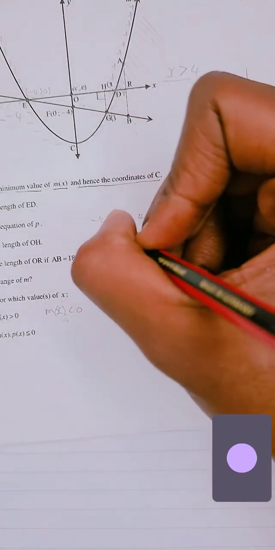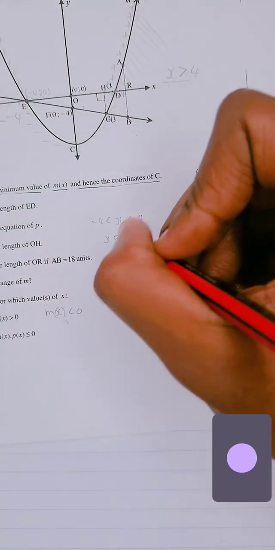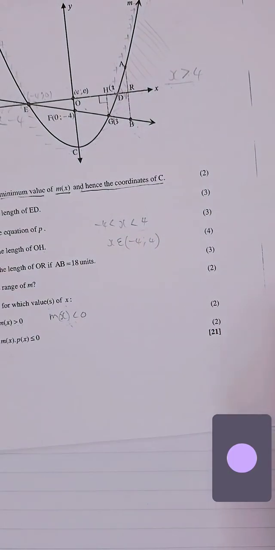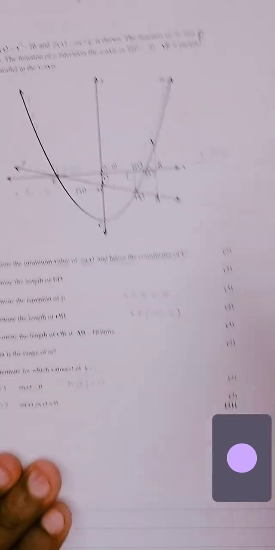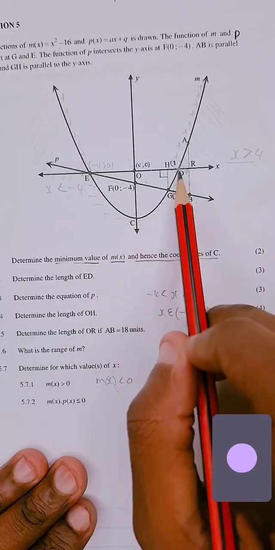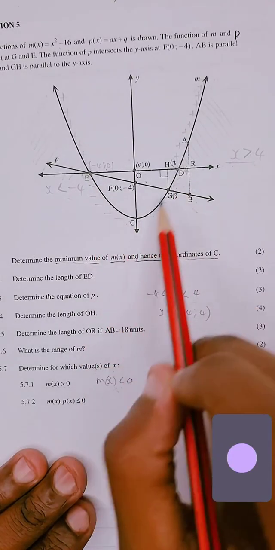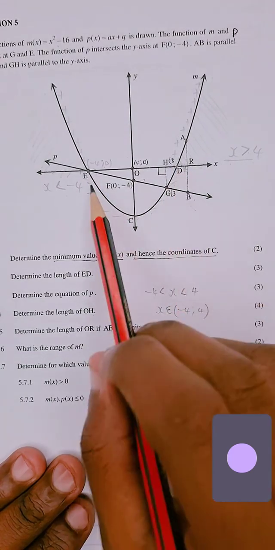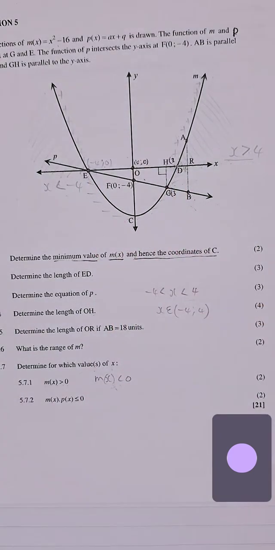Or we could write the answer in interval notation and say x is an element of, negative 4 to 4, open brackets. That's also fine because it signifies between E and D. That's where we see y being what? Being negative. Between what? Between E and D. That's where y is negative.